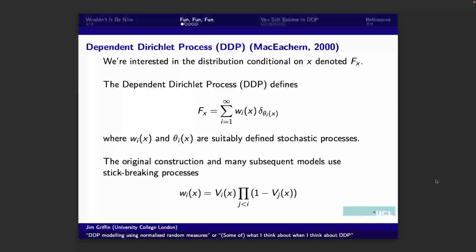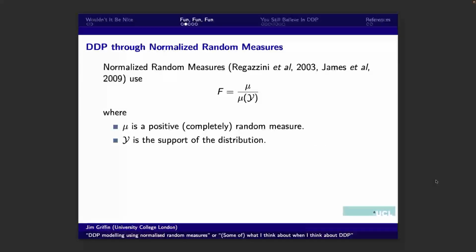But one issue you have, of course, with stick breaking. So although the theory, as we've seen, is good, there are sometimes computational problems by introducing this ordering. And so an alternative way to do things would be to do things through normalized random measures. So that's what I'm going to talk about in the rest of the talk.